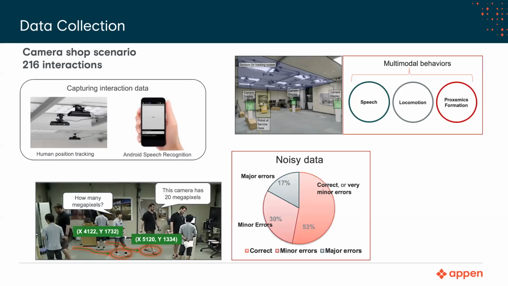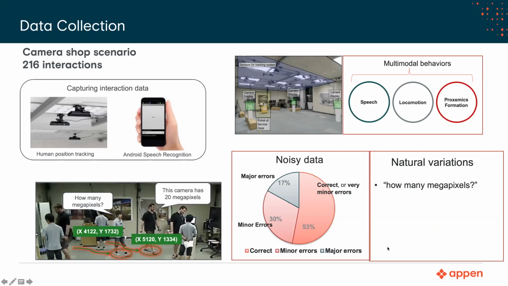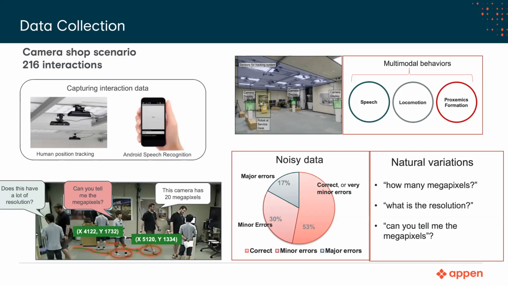One thing we found is that natural conversation is very noisy, as I was saying before. With this data set, we only found 53% correct and noise-free utterances. Another thing we found is that there are natural variations from person to person, even though they all represent the same action. For example, people can use different phrases to say things that are semantically similar.